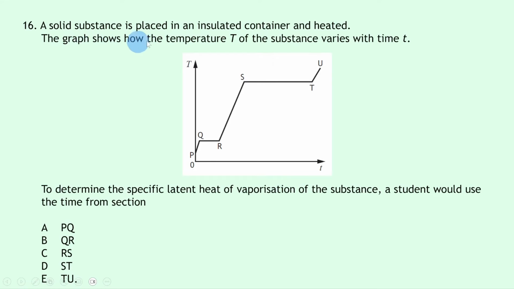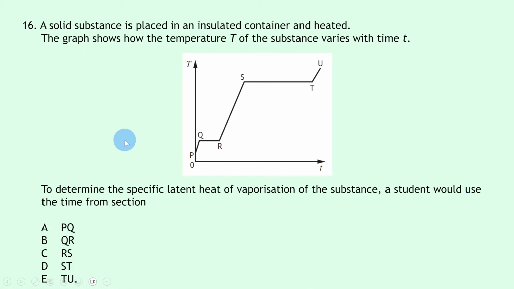Question 16 says a solid substance is placed in an insulated container and heated. The graph shows how the temperature T of the substance varies with time t. So we've got this heating curve with temperature against time with the labelled parts P, Q, R, S, T and U. And it says to determine the specific latent heat of vaporization of the substance, a student would use the time from section PQ, QR, RS, ST or TU.